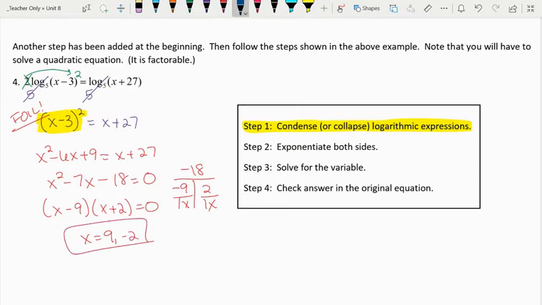Again, we always want to check to make sure that these work. If we plug in negative 2, our first domain up here would end up being negative. Right? But the problem is we are squaring it. So it would be negative 5 squared, which is a positive 25. So that one works as well.